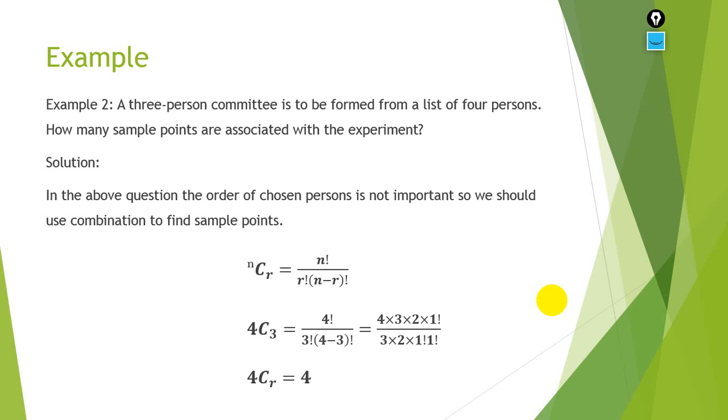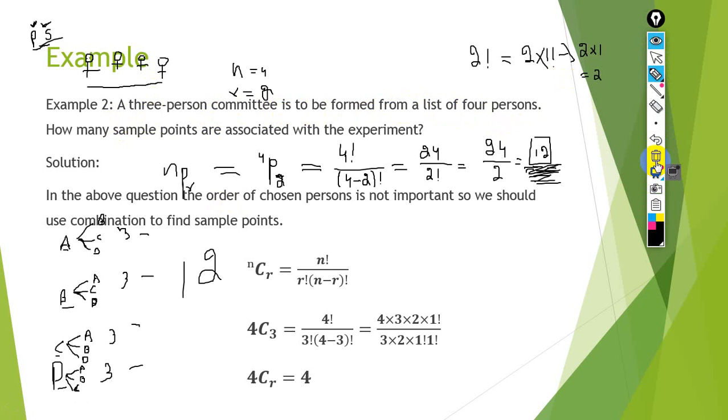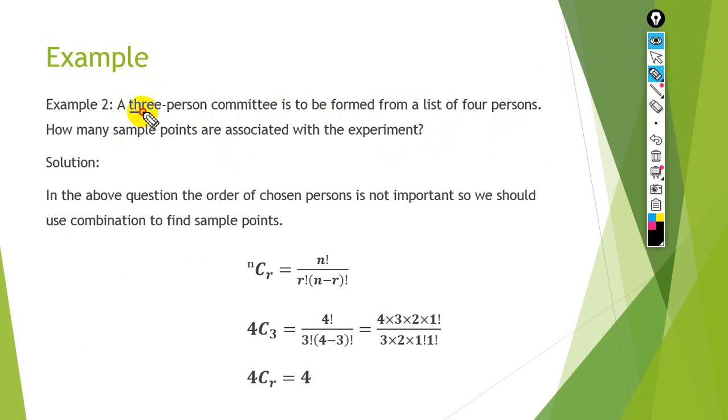The order is not defined here, that there will be a president, a secretary, or a treasurer. It is only said that randomly we are selecting three persons out of four persons. So a three-person committee is to be formed from a list of four persons. How many sample points are associated with the experiment?